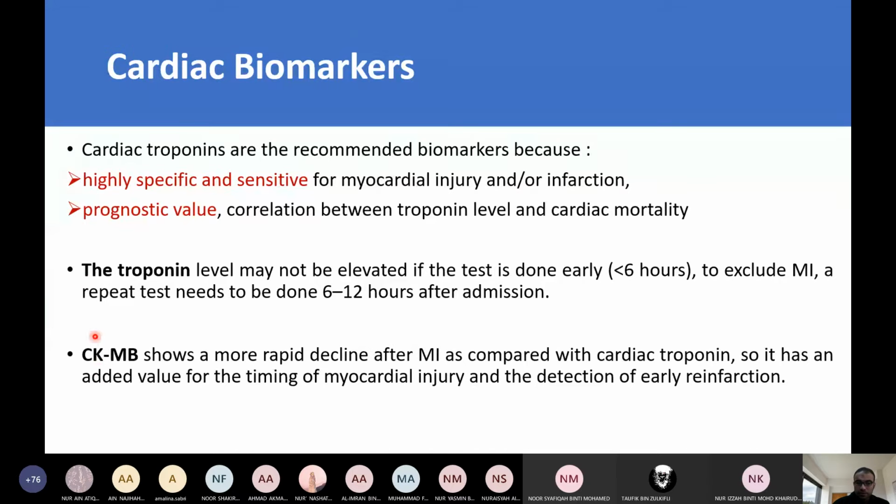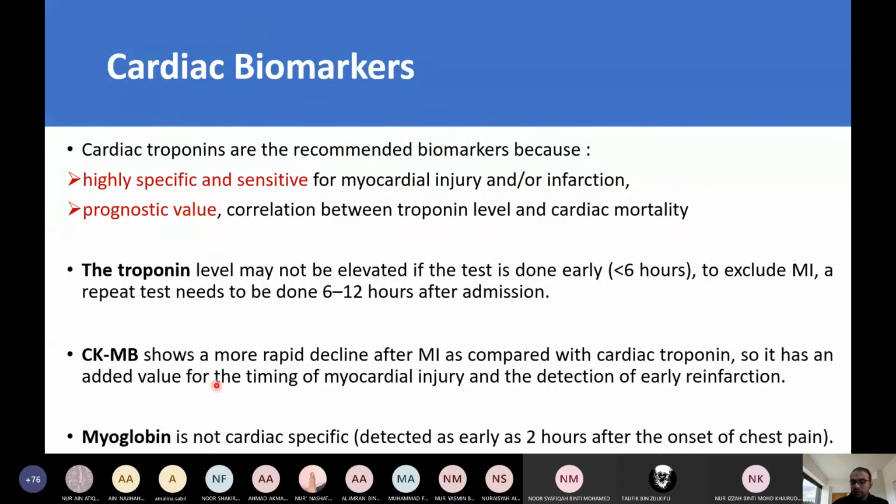Besides the troponin, we have CKMB. The problem with CKMB is that it shows a more rapid decline compared to the cardiac troponin. So sometimes it has a value to detect if there is reinfarction. If there is reinfarction, it has some value to guide this, but it is not that specific and not that sensitive compared to the troponin.